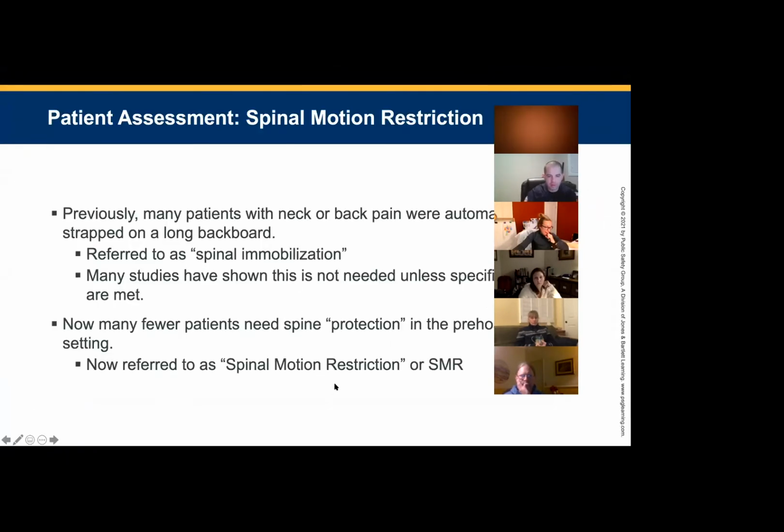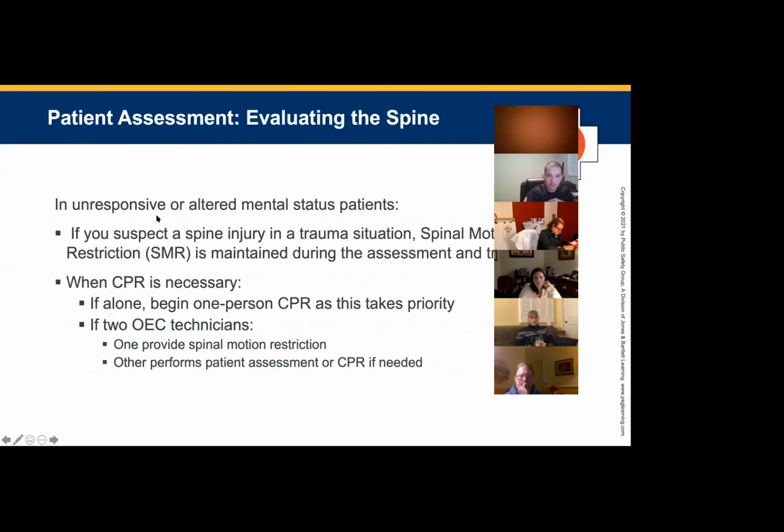So that pretty much is a more in-depth review of what we refer to as spinal motion restriction. Once again, we're no longer just backboarding patients, right? That used to be the thing back in the day where we would backboard everybody and anybody. But now we're simply doing spinal motion restriction where we place an appropriate size collar and have them sit up.